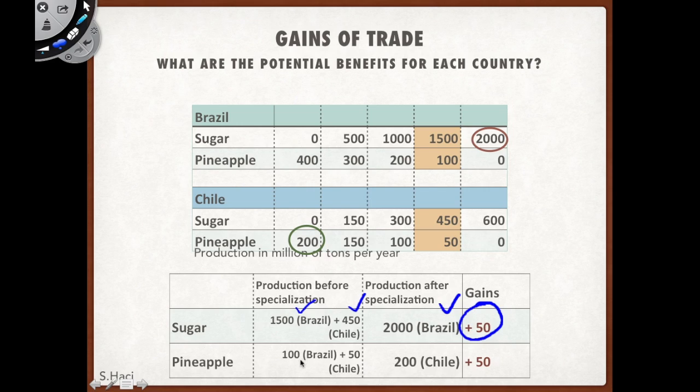For the pineapple, Brazil used to produce 100, which you can see this amount here. Chile used to produce 50 over here. And now Chile by himself can produce the 200. So again, we gained 50 million tons of pineapple through this specialization.